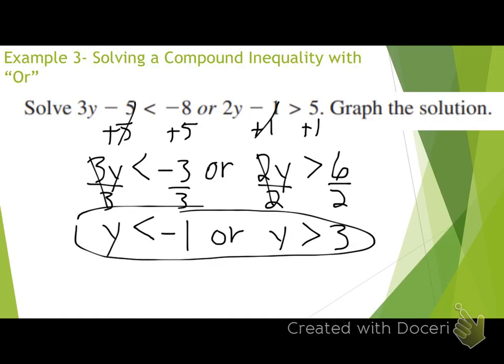If you want to work out one at a time all the way through, you can do that. Just make sure at the end you get the word or back between them. If you don't have the word or, you'll get points taken off. You have to have either and or, in this case or, between your two inequalities to make it a compound inequality.